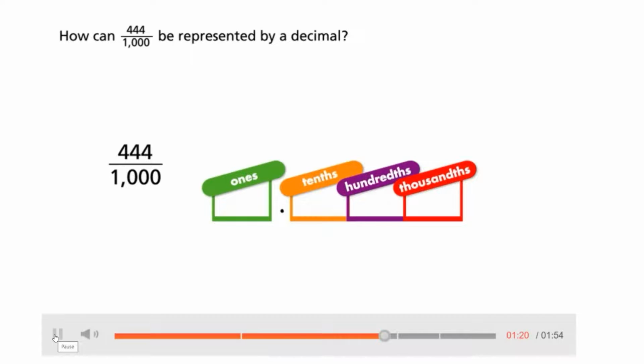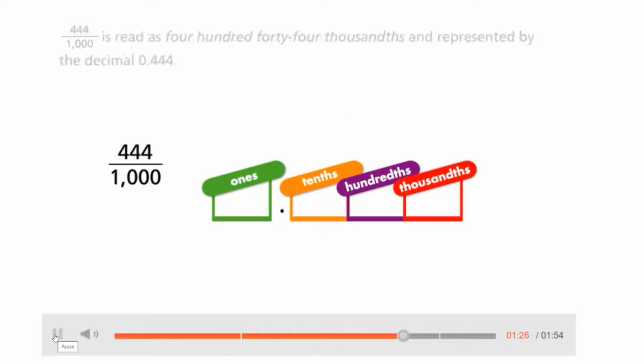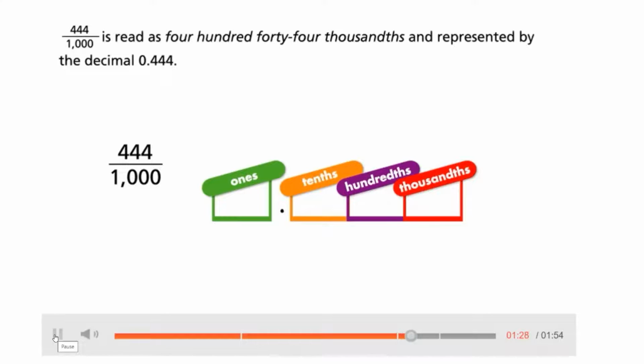How can 444 thousandths be represented by a decimal? 444 thousandths is read as 444 thousandths and represented by the decimal 0.444.